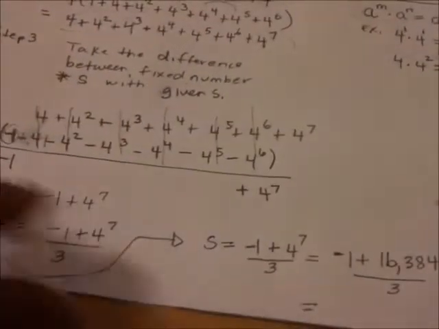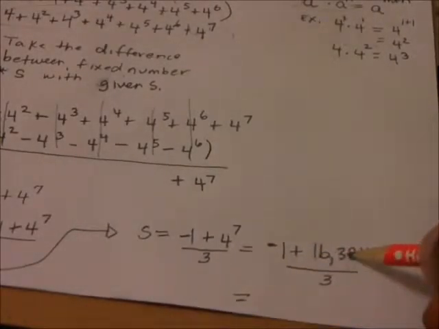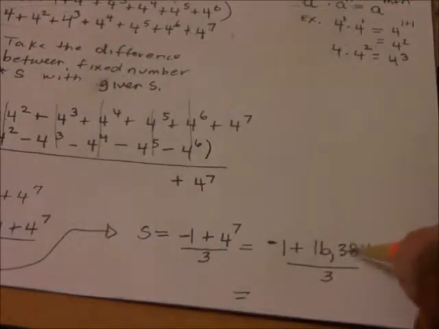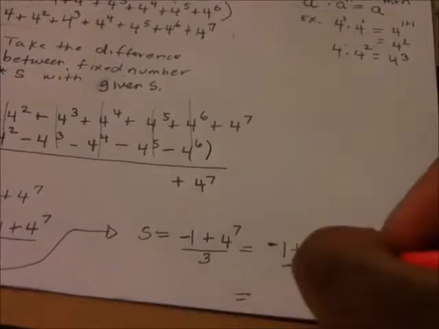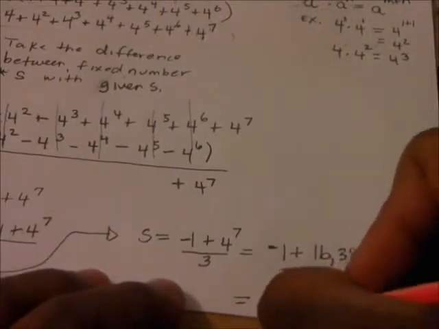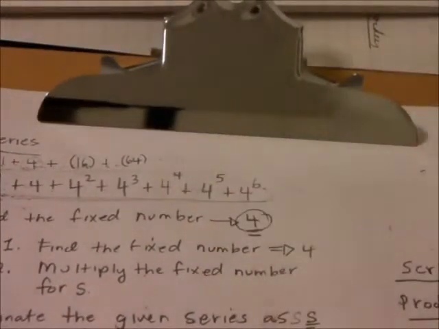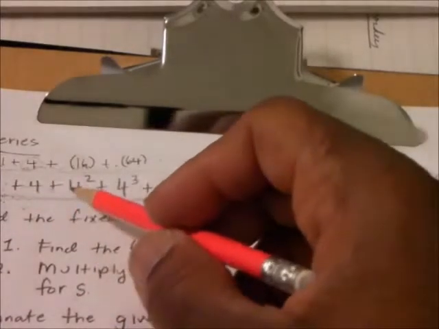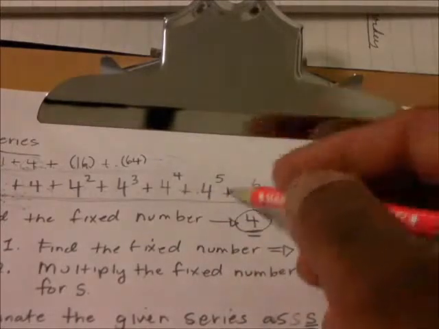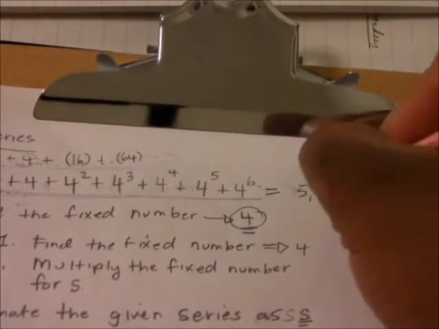So this is the equation, and you solve it. When you add negative 1 plus 16,384 and divide by 3, you can put it in your calculator, and the answer will be 5,461. So we go back to the original series: 1 plus 4 squared plus 4 to the third plus 4 to the fourth plus 4 to the fifth plus 4 to the sixth, which is a sum, equals 5,461.